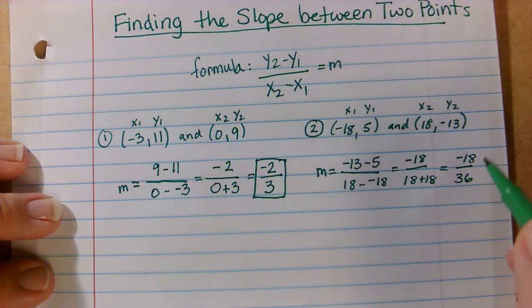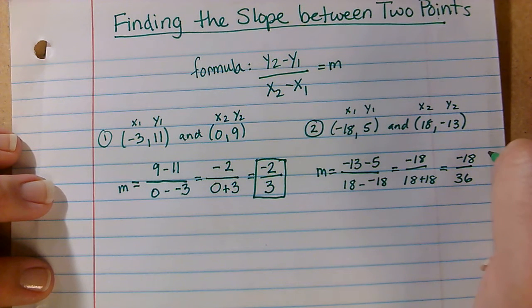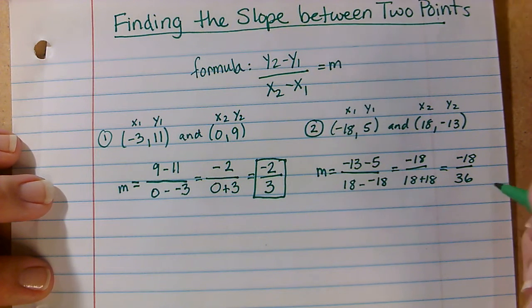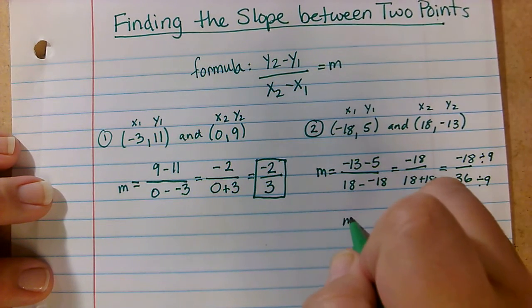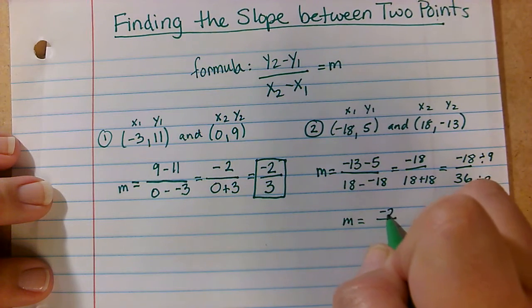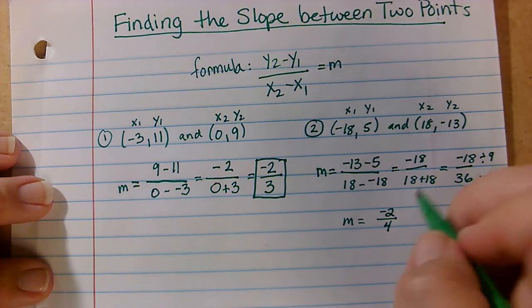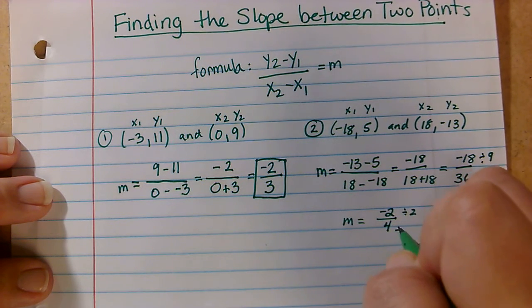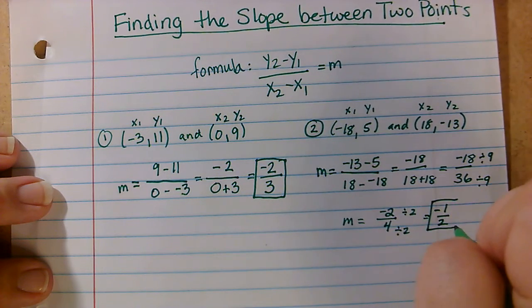I have to think about this when I look at it. I can see these are pretty big numbers, so I know that I can reduce them. A bunch of different numbers go into 18 and 36, so I can divide by 9 on the top and bottom, and I will get -2 over 4, which looks much simpler, but I can still go even further and divide by 2, top and bottom, and I would get -1 over 2. So our slope for this one would be -1/2.